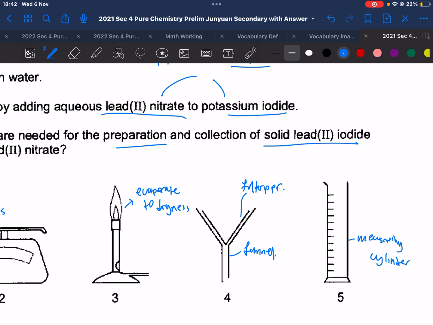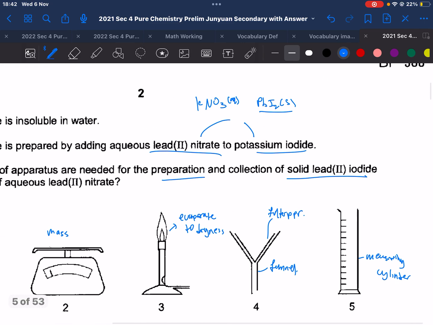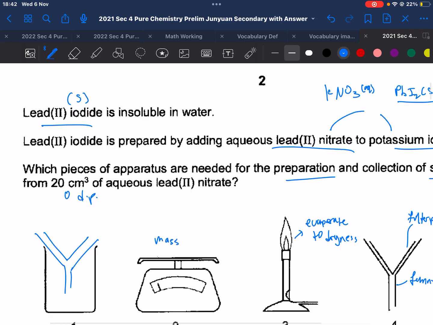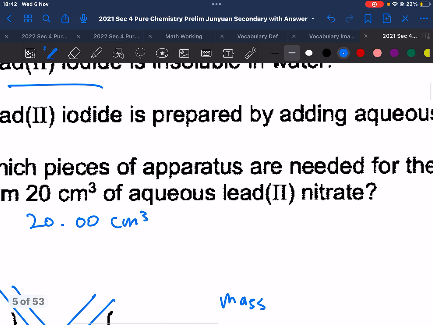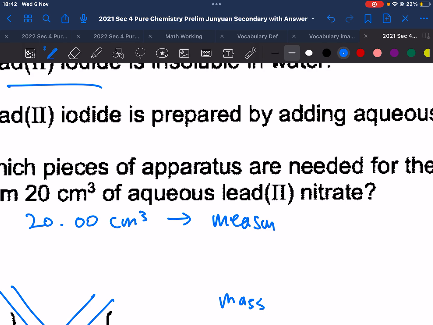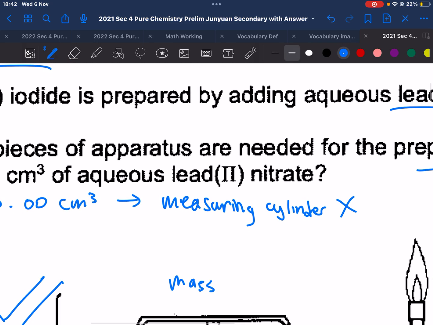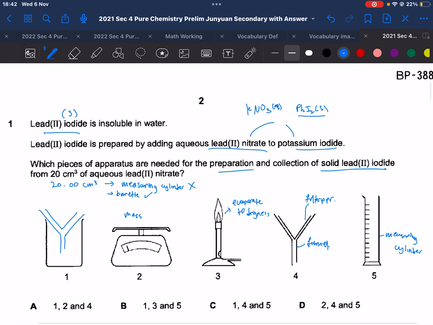cylinder. Okay, so bear in mind that this is actually 20 cm cube. They wrote it in 0 decimal place. So this means that the measuring cylinder is suitable and appropriate to measure the volume. If, let's say, for example, they write it as 20.00 cm cube, a measuring cylinder would not be applicable or suitable in this situation. Okay, so then you have to use a burette. That would be better.